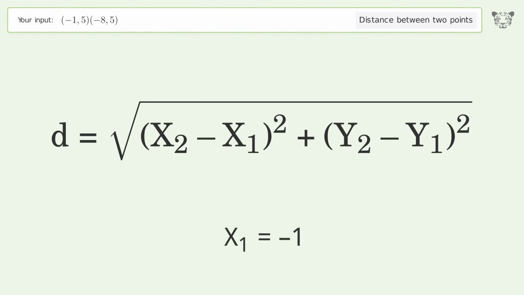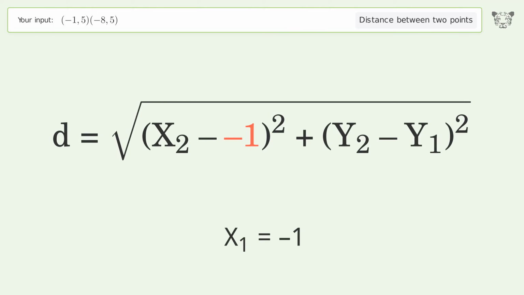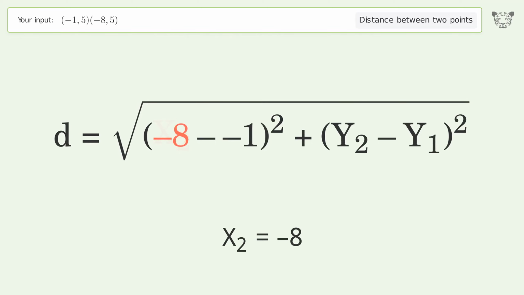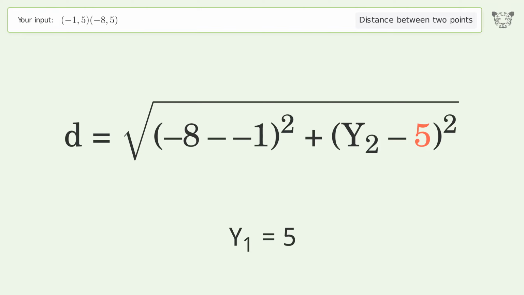x1 equals -1. x2 equals -8. y1 equals 5. y2 equals 5.